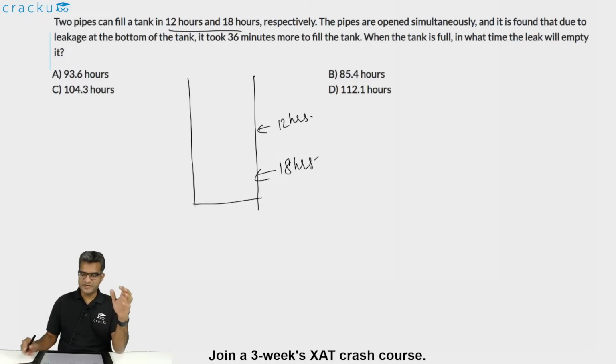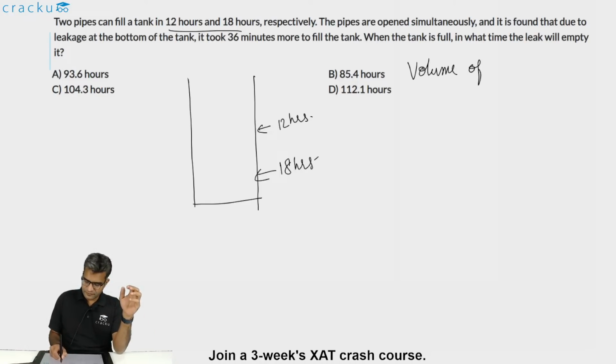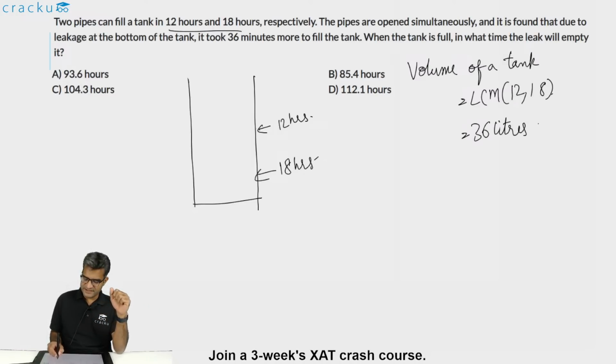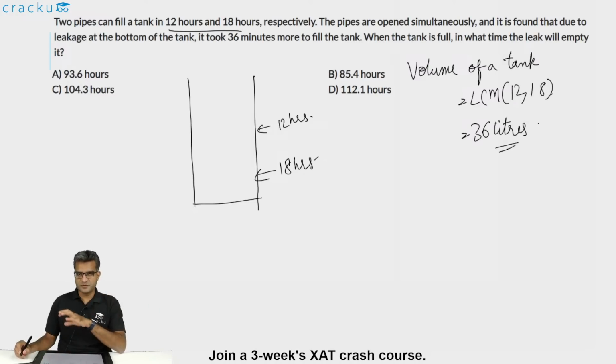So let us assume that the volume of this particular tank is the LCM of the times taken, which is 12 and 18. What is the least common multiple of 12 and 18? This will be 36 liters. So let us assume that the volume of the tank is 36 liters. You can assume this to be any number. If you assume this to be a multiple of 12 and 18, the calculations become easy.